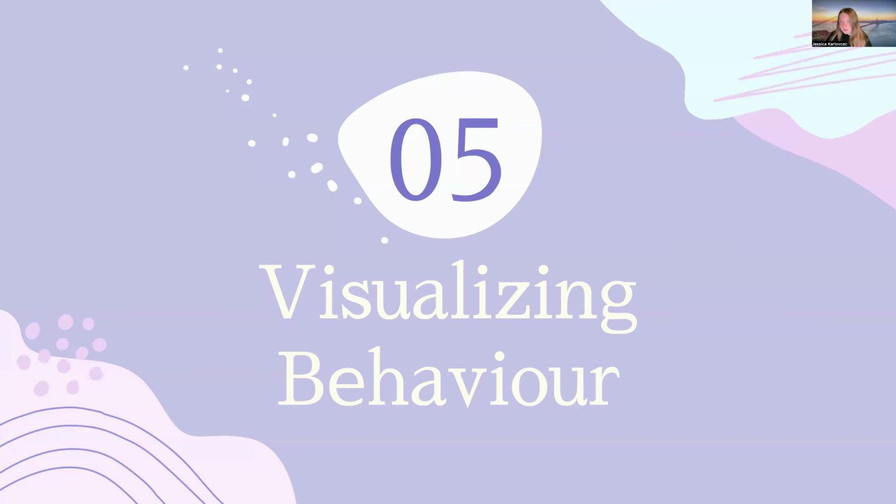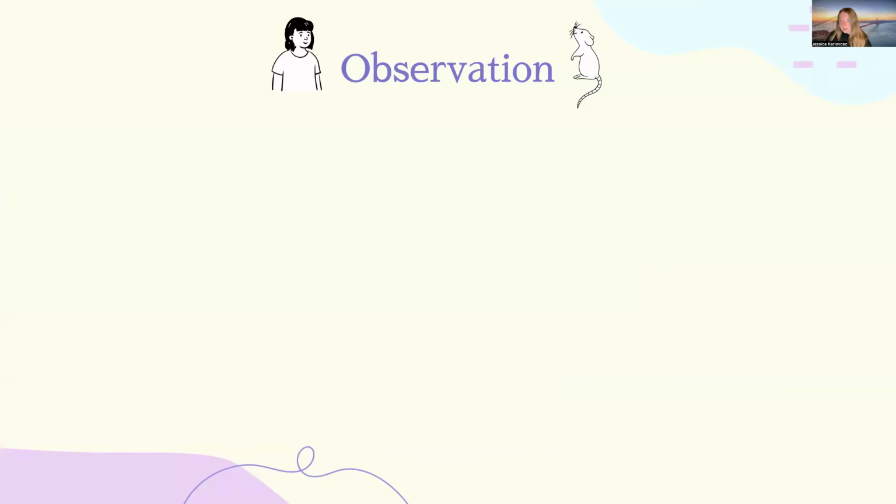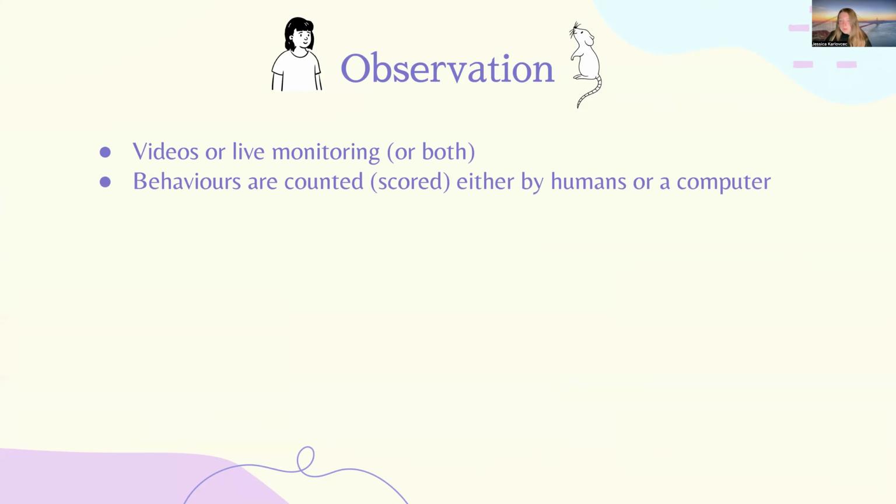And now we'll talk about visualizing behavior. So the first and most simple way that we can visualize behavior is through observation. To do this, we can use videos or monitor behavior live as it's happening, or we can do both. Behaviors are typically counted, which is referred to as scoring, either by humans or a computer, or again, sometimes both.